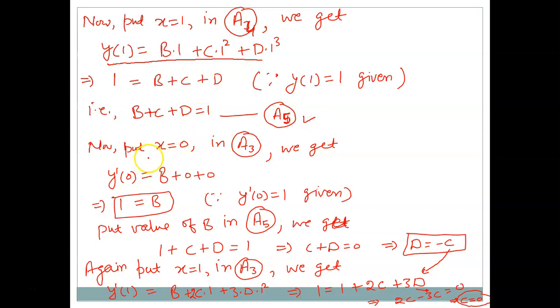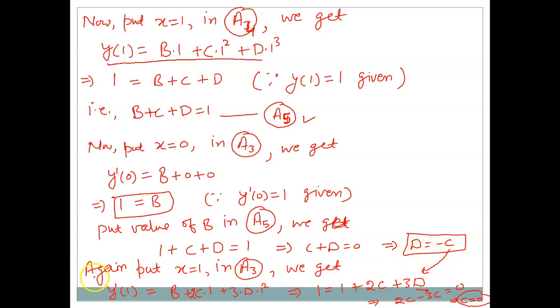Now we apply the other boundary conditions for the function y'. Put x equal to 0 in A3, we get y'(0) equal to b plus 0 plus 0. But y'(0) is given to be 1 in the boundary condition. So b equal to 1. We have obtained the value of b, and a equal to 0 we have already obtained. Now we put b equal to 1 in this equation. So we get 1 plus c plus d plus 1, and consequently c plus d equal to 0. That implies d equal to minus c.